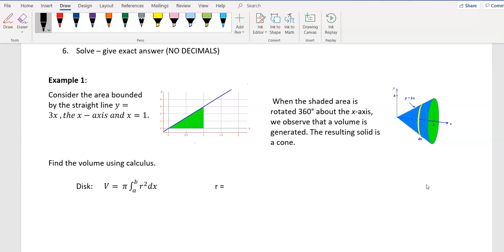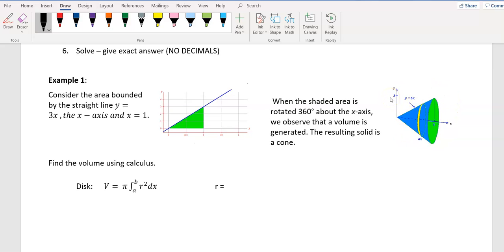So the first step of our process is to graph the curves as accurately as possible. And luckily for us, this is actually done for us. So this graph we have here is of the straight line y equals 3x, the x-axis, which is our horizontal, and the line x equals 1. So it's creating this shaded region here. And this shaded region is rotated, and this is the rotation picture here, around the x-axis. And so it creates that cone.